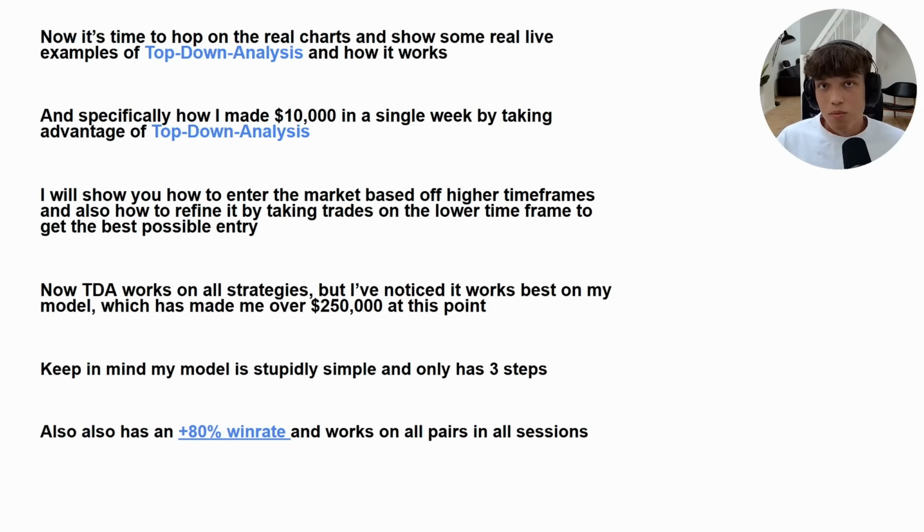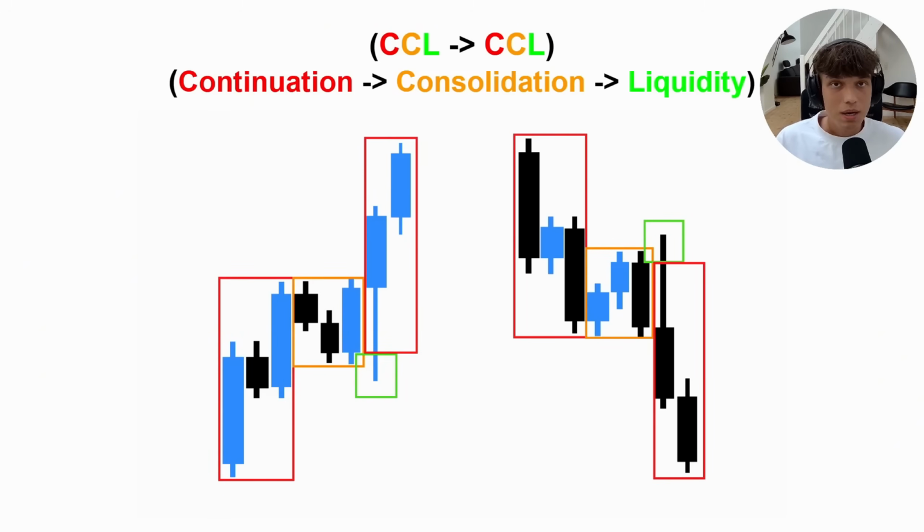So without me yapping anymore, let's just get into the strategy, the 3-step stupidly simple strategy. That obviously made me 10K a week, but we'll go over that right after this. Now, this strategy is called the CCL, or just CCL, because it's continuation, consolidation, liquidity.